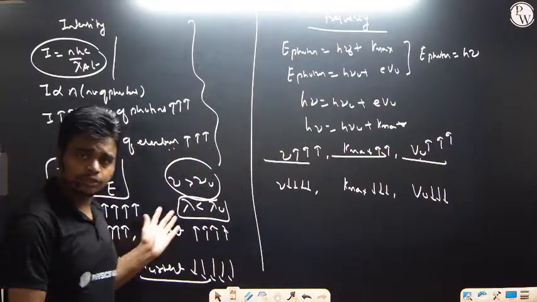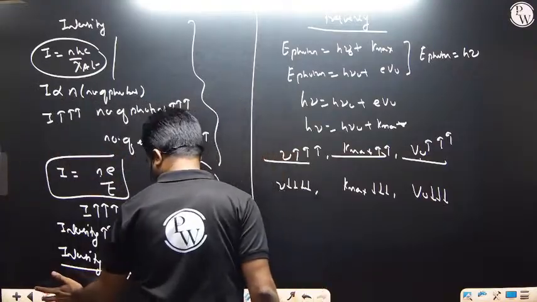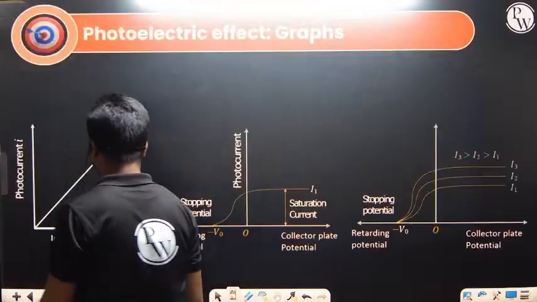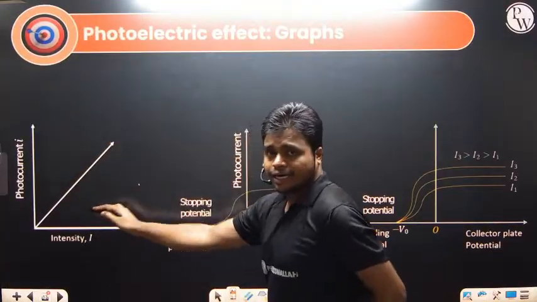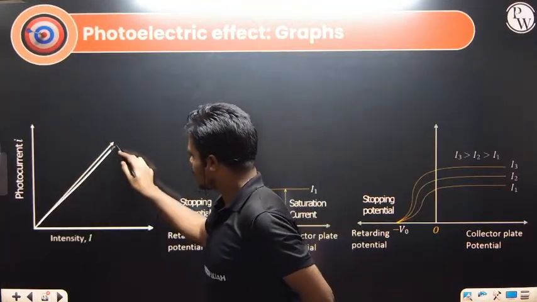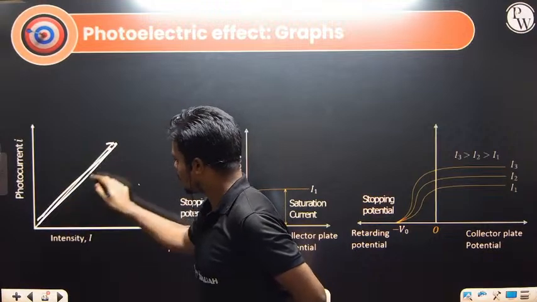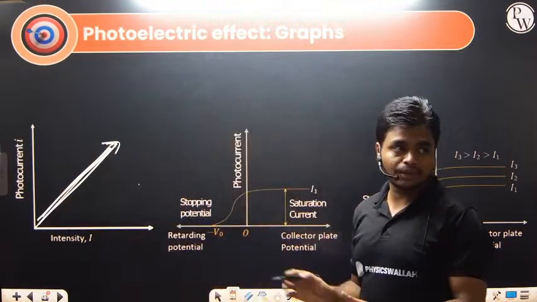So these are the things that we have in photoelectric effect. Let's see the graph. I just told you, photocurrent is directly proportional to intensity. The graph will be a straight line passing through the origin, because both are directly proportional.